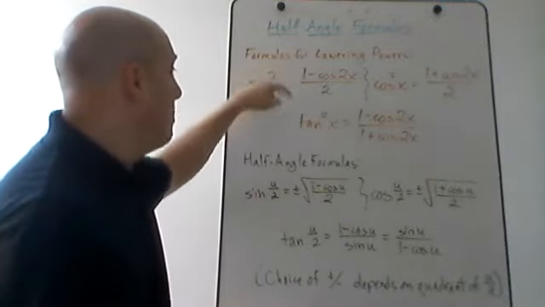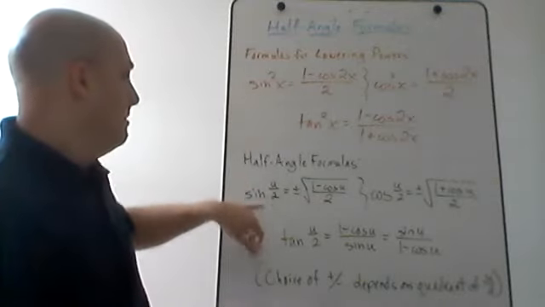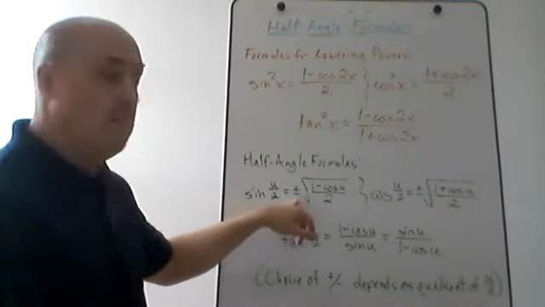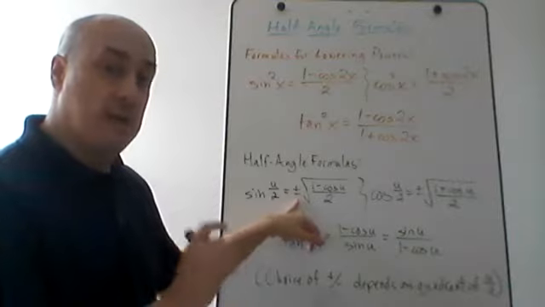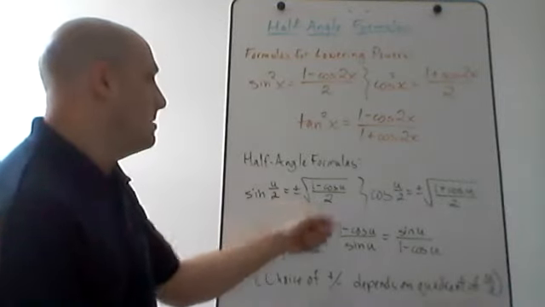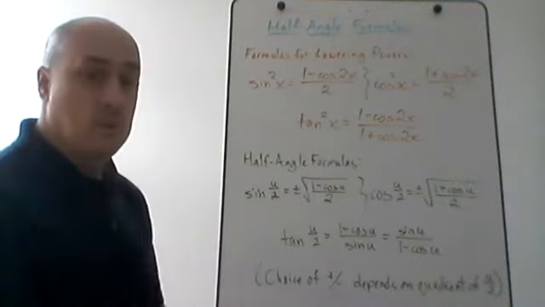And then if you take the square root on both sides of the equation, you get sine of u over 2 equals plus or minus, because remember when you take the square root on both sides you have to put the plus or minus in front, so you get plus or minus the square root of 1 minus cosine u over 2.